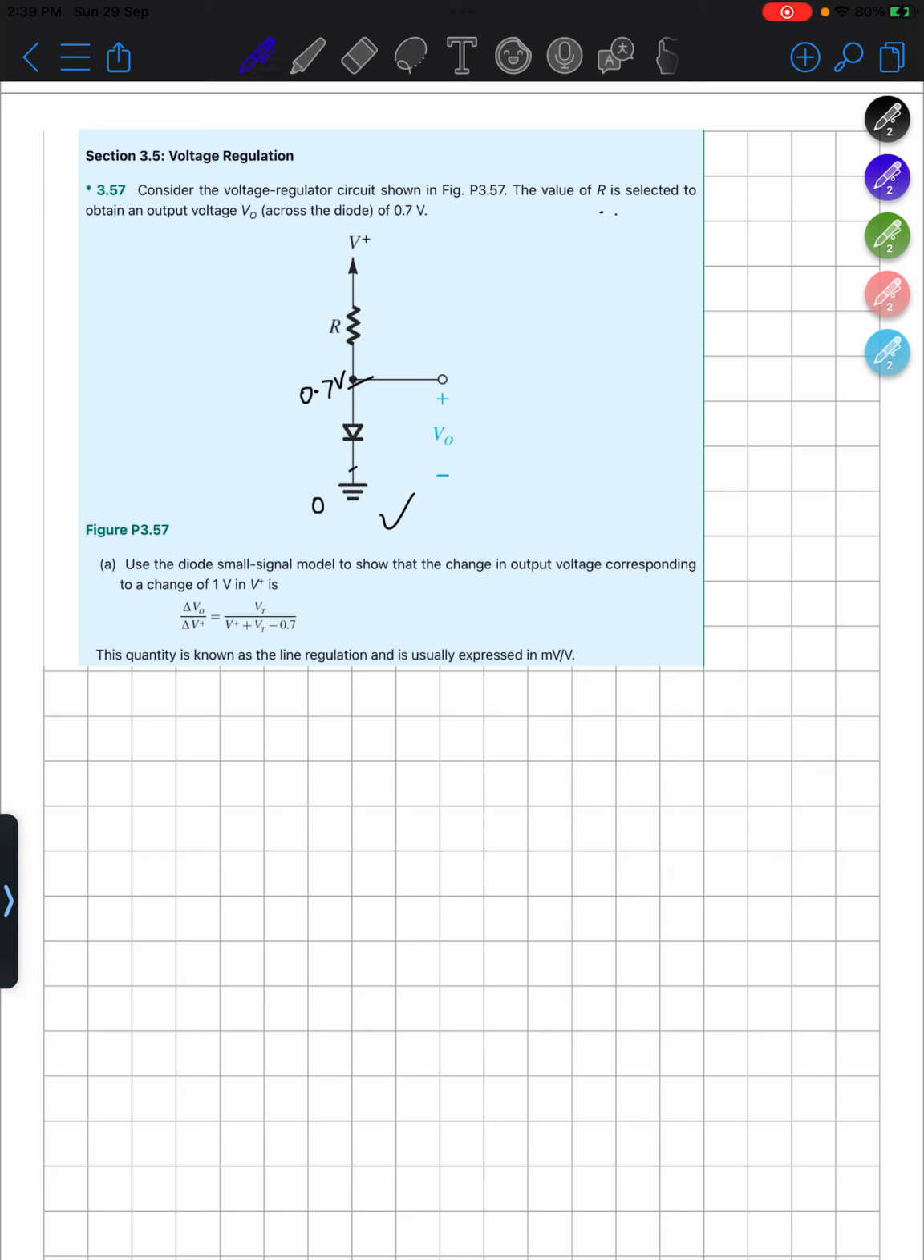So first we have to understand what is voltage regulation. Voltage regulation refers to the ability of the circuit to maintain a stable output voltage V0 across the load, and in this case across the diode, despite the variation in the input voltage. The voltage regulator adjusts the current flowing through the components like the resistor and the diode to ensure the output voltage V0 stays close to the desired value.